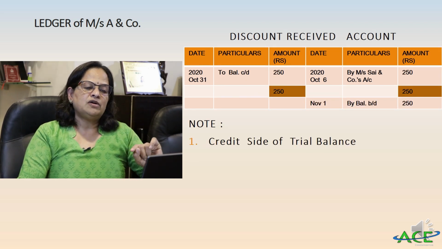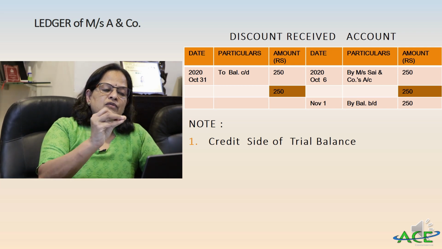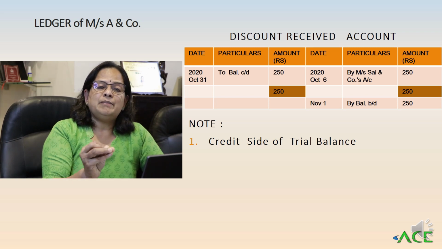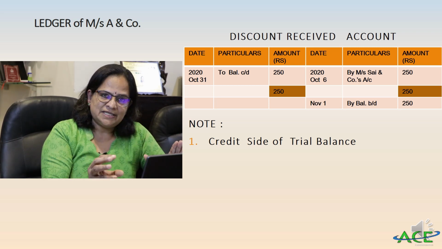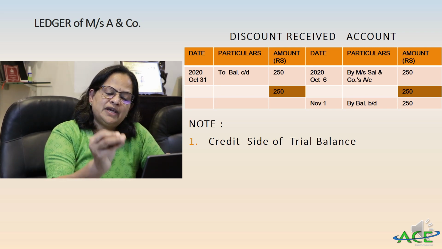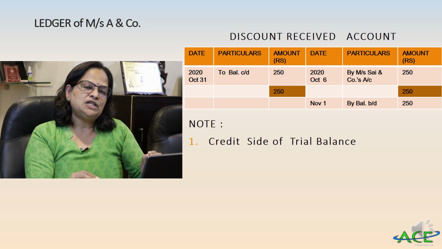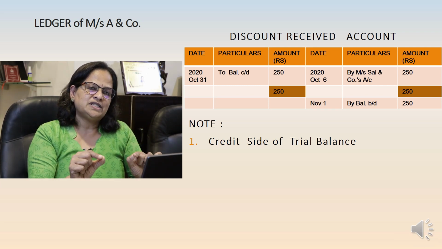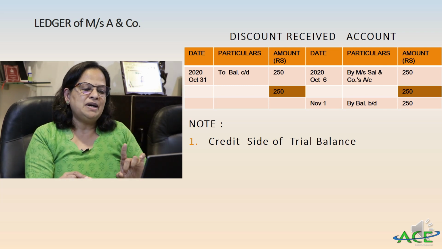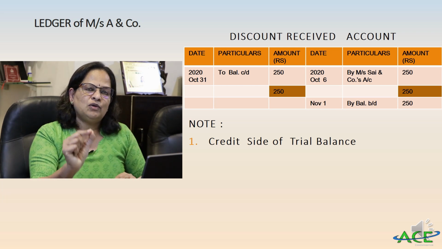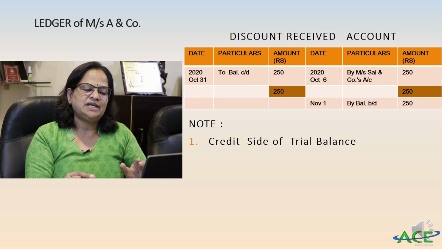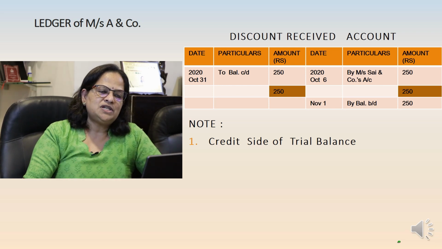Next is discount received account. Discount received account, balance brought down 250 and by Messrs Sai and Company account 250. That is the credit side. There is no debit side balance. That meaning this will have a credit balance. See, if it has got a debit balance also, we will see the difference, where you are getting difference. If credit side is higher, that will have a credit balance. If debit side is higher, we will have a debit balance. So here, only entry is there in the credit side, 250. No corresponding entry in the debit side. So this item will go to credit side of the trial balance.